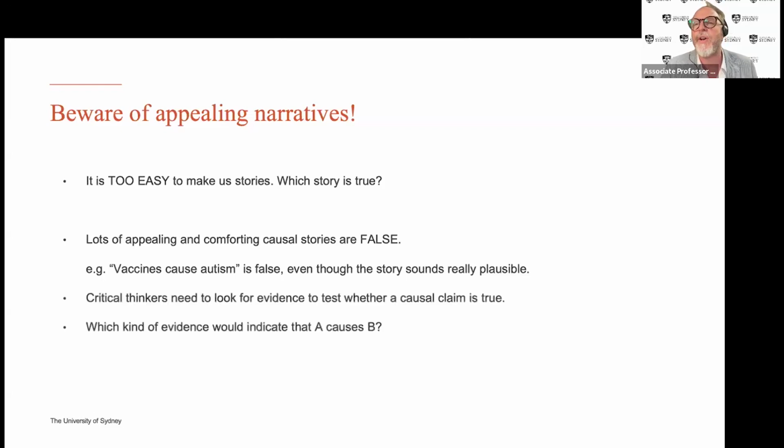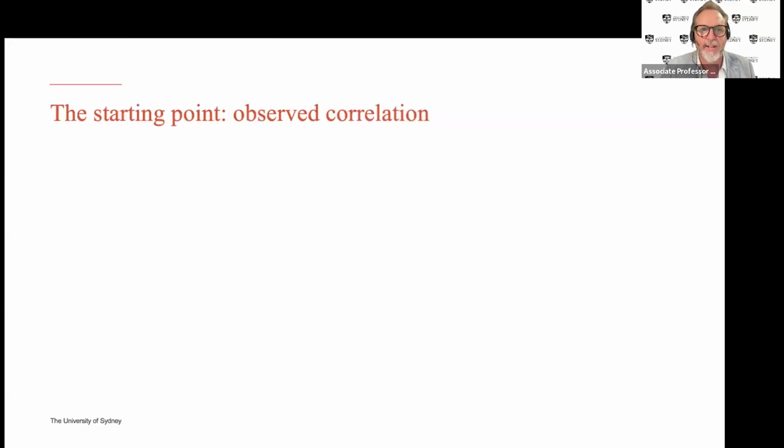So how are we going to go deeper than just telling stories about what causes what? How are we going to find actual evidence? This is our task for tonight. I'm going to show you how philosophers and scientists try and build a causal argument, an argument for the conclusion that A causes B, and how they evaluate evidence for and against.